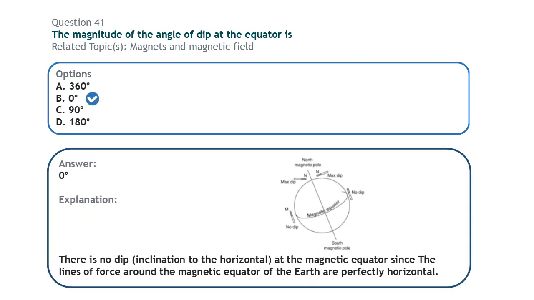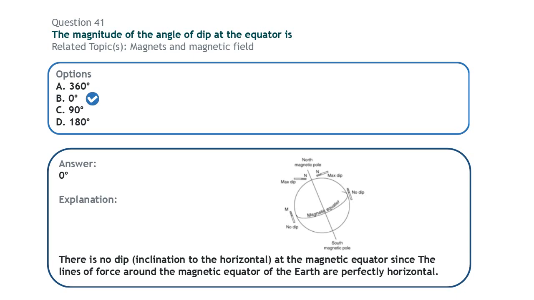so the angle of dip is the inclination to the horizontal, and at the magnetic equator, there is no dip. Because the angle of inclination, you have this thing here directly in the horizontal, so there is no inclination whatsoever, it's just completely parallel, so there is no dip. So the angle of dip there is 0 degree.